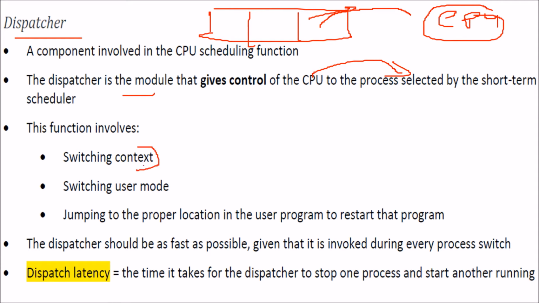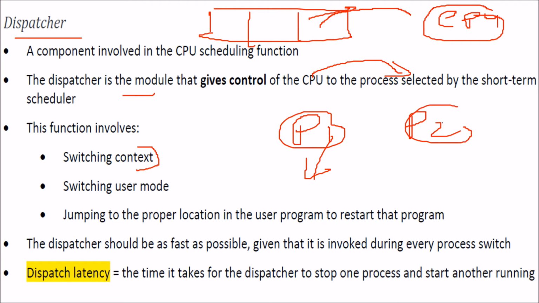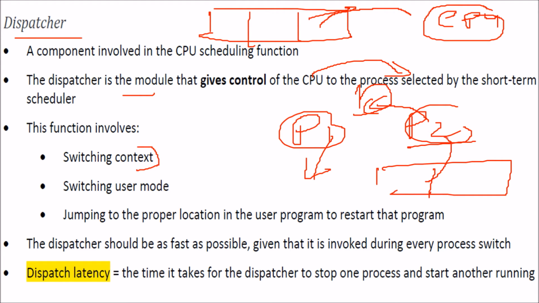So what tasks does it perform? First is the context switch. This is P1, this is P2. P1 has to be taken out, which means all of P1's state and information has to be saved, and all of P2's information has to be reinstated in the CPU. It may be possible P2 has been executed up to a certain point before, so it has to be restarted again.